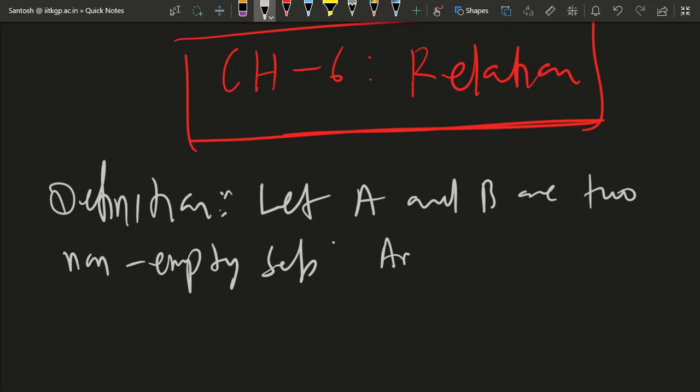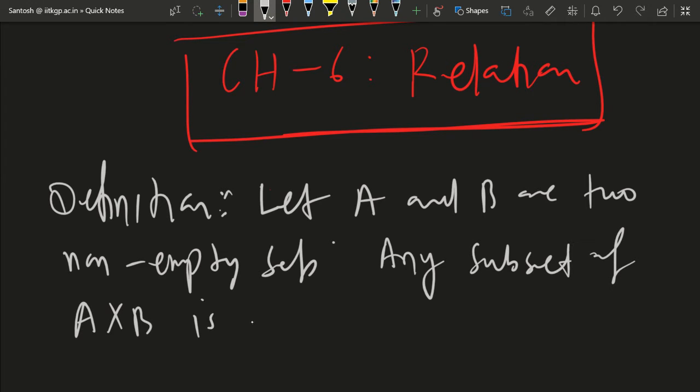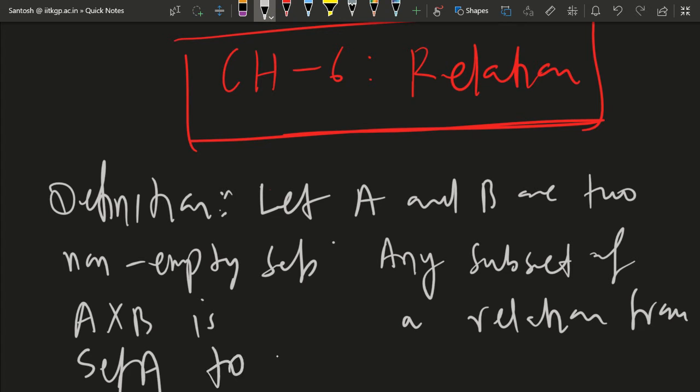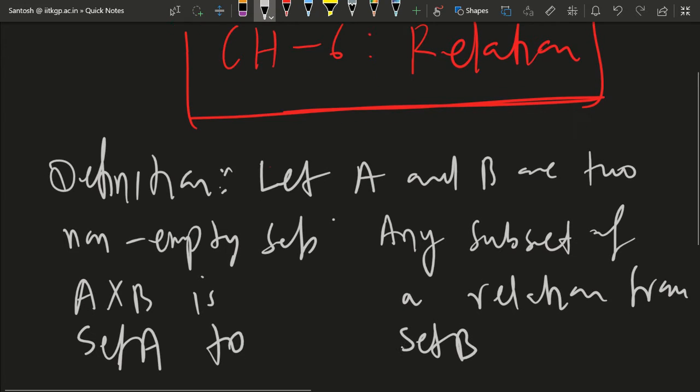So the definition is: any subset of set A cross B is a relation from set A to set B. This is the definition of relation, or we also call it binary relation. A relation from A to B is a subset of A cross B.